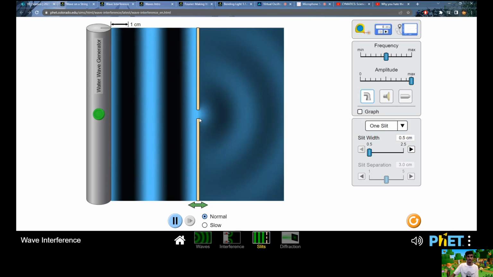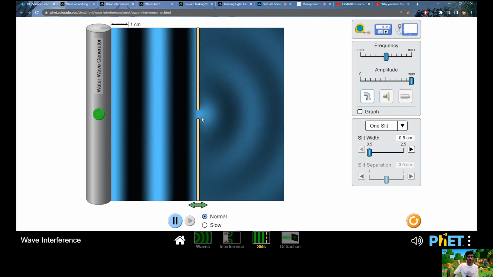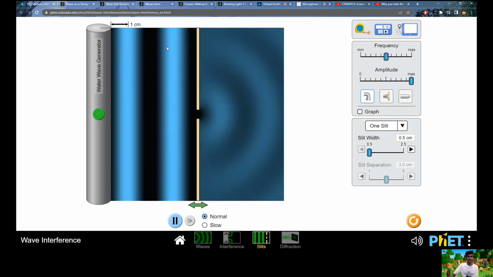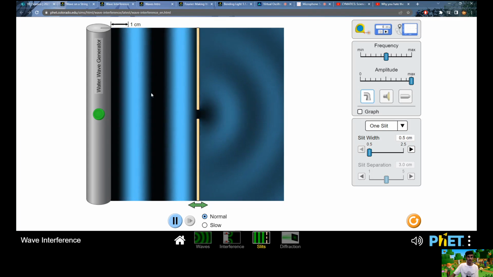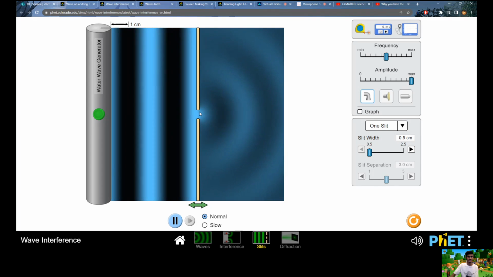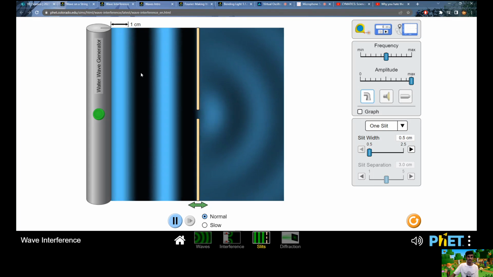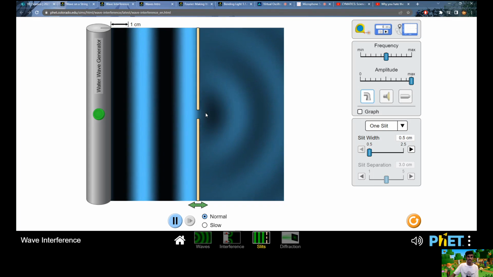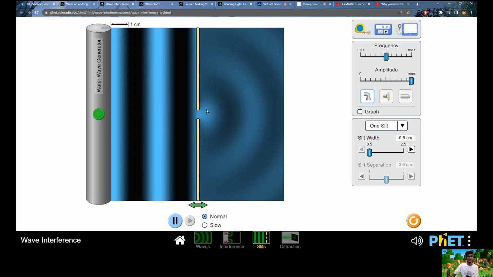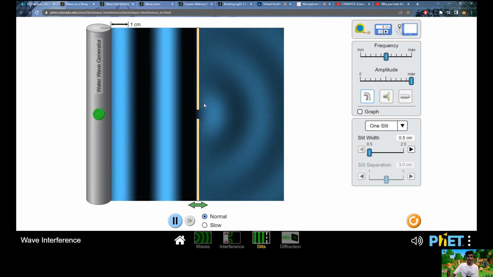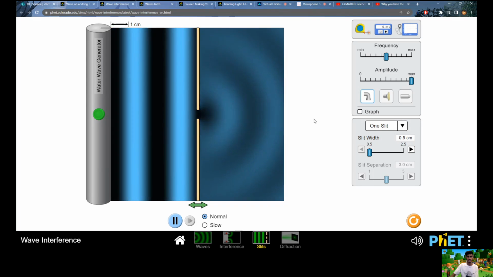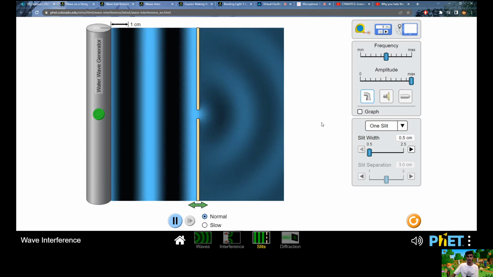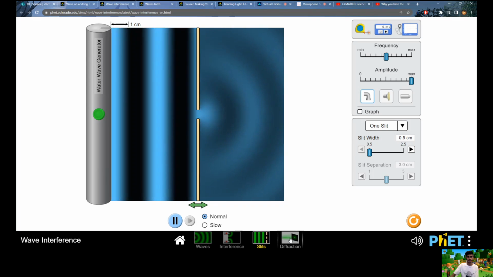And that's something explained by Huygens' principle, which says that every point on a wave front, the front of a wave, acts as a source of secondary wavelets. So that means every point on this approaching wave, when it reaches the slit, starts a new wavelet, a smaller wave, that spreads out in all directions. That spreading out is what we called diffraction.